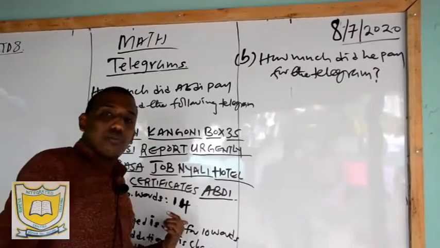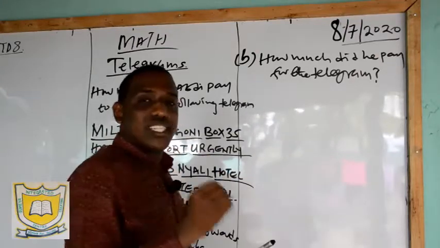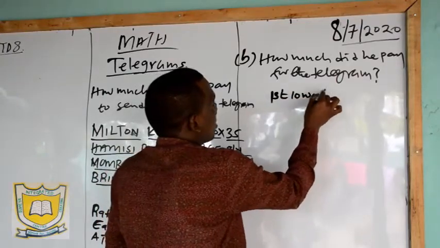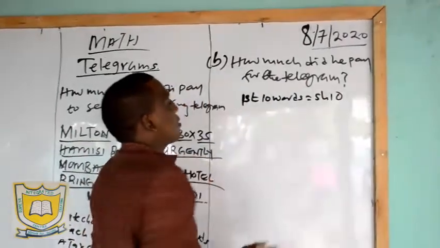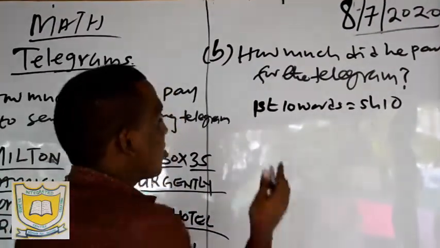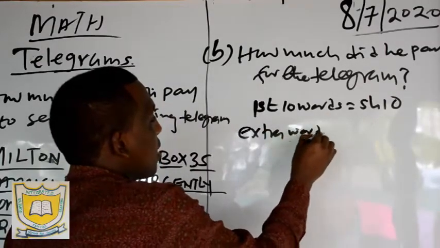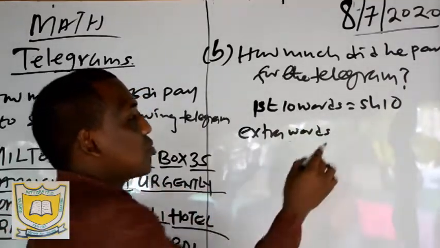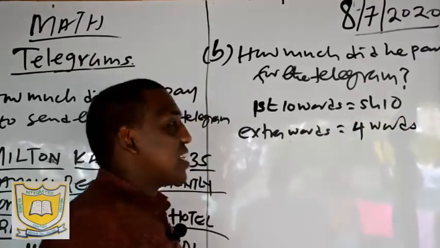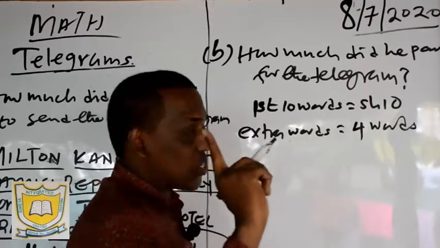Question A was to find the number of words, which is 14. So shillings 10 for the first 10 words. The first 10 words equal shillings 10. Then additional words means extra words after 10. There were 14 words, so 14 minus 10 is 4. Extra words are 4 words. Each extra word is charged at shillings 1.